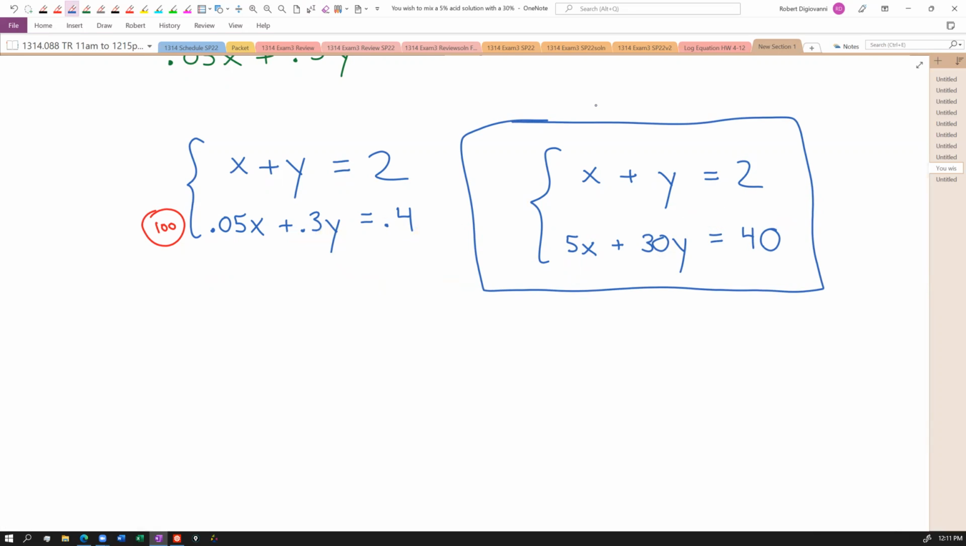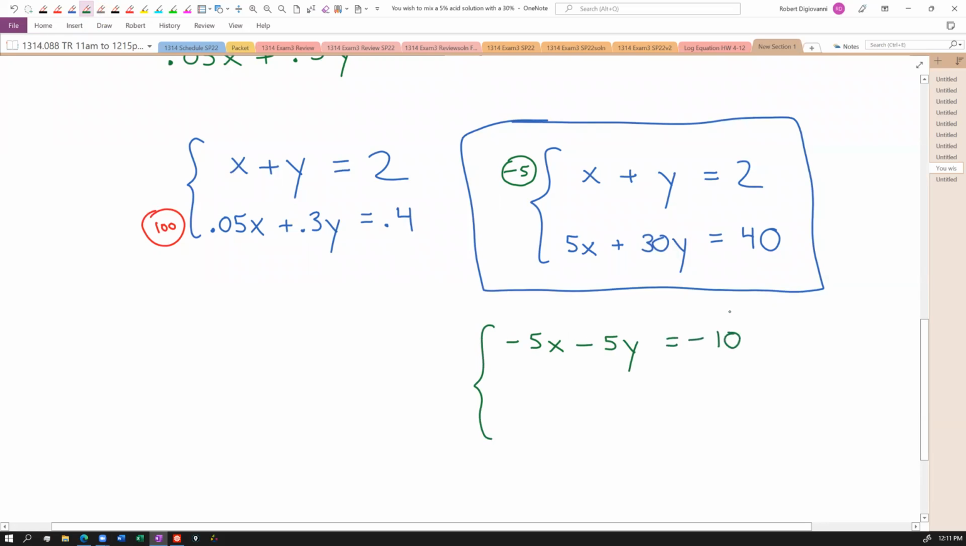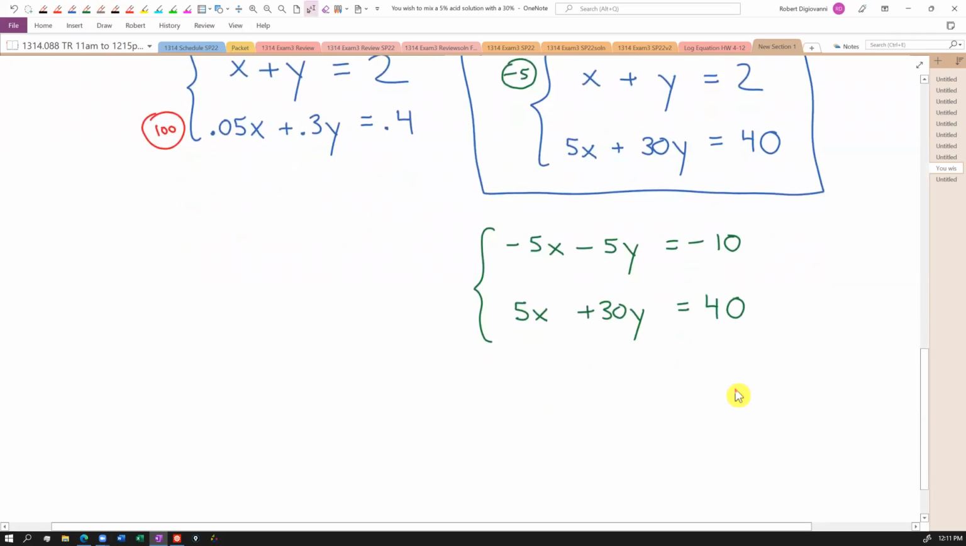Elimination? You would go -5 on the top. Does that sound good to everyone? Let's go -5 on the top because that'll kill off the x's. Multiply the top equation by -5. That has the effect of turning this into -5x minus 5y equals -10. And then the other equation we're not touching. Add down.